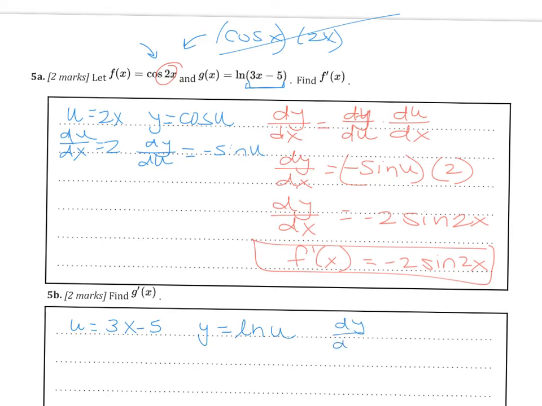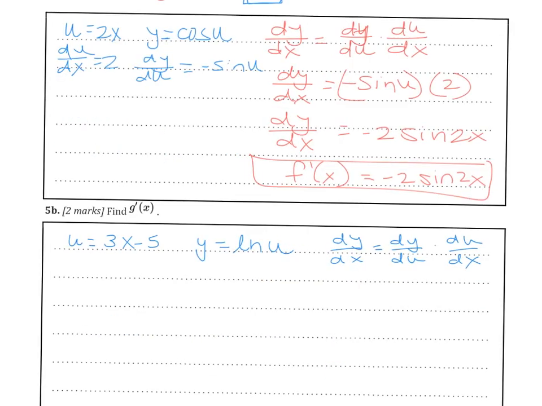Just like before, make sure you are writing out that chain rule every time. So this is another chain rule property or problem because we have the function inside the other function. So our next step is to find the derivative du dx, which is just 3, and dy du. We know the derivative of ln of a variable is just 1 over that variable.